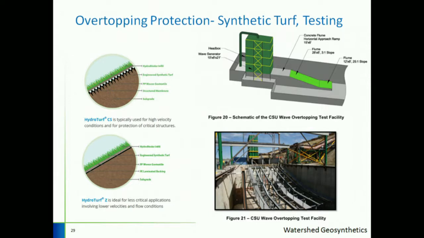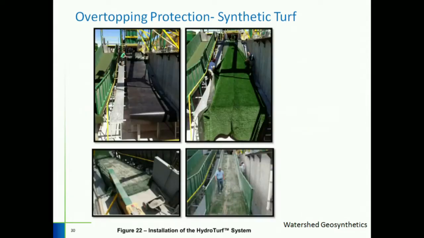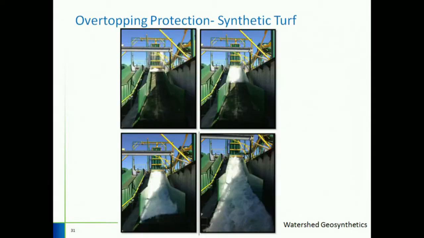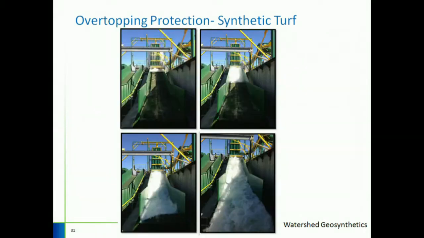You can see the wave generator here and the slope over which they installed the material. You can see the geomembrane placed here. On top of it, the synthetic turf, infill material, and the installation is complete. They let the wave generator provide water, and you can see in these couple pictures, and check for erosion.